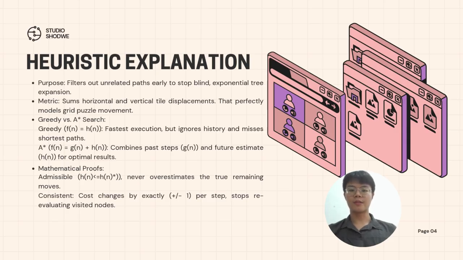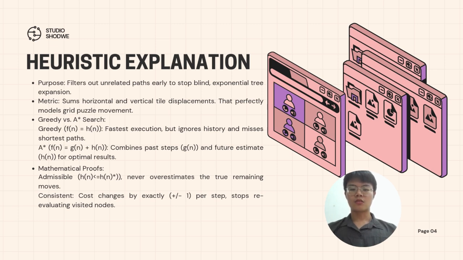So now is the heuristic part. For the puzzle problem, we designed a Manhattan distance heuristic because uninformed search expands blindly, but our heuristic filters out wrong paths early to save memory. The metric sums the absolute vertical and horizontal grid steps each tile must take to get home. This metric ensures grid rules and yields a much better cost estimate than just counting misplaced tiles.